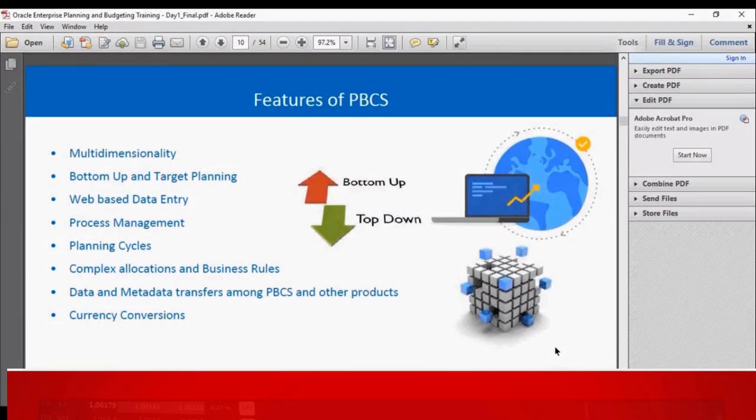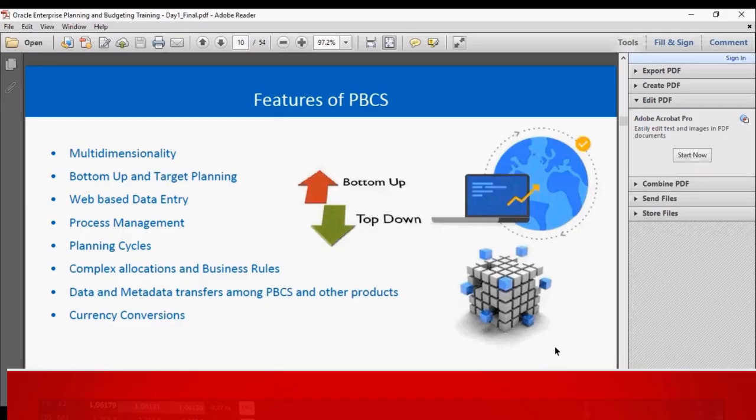Let us now look into the key features that can be achieved through PBCS. The first one is multidimensionality. Usually in Excel we have rows and columns, which show two dimensions. But in real time there will be multidimensional data like account, time, scenario, etc.